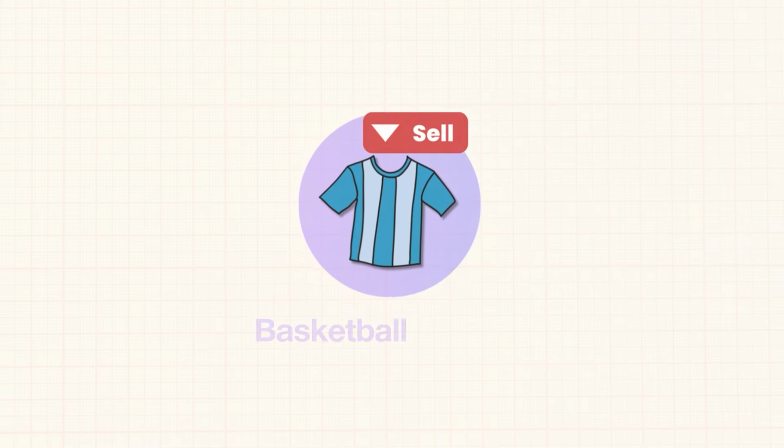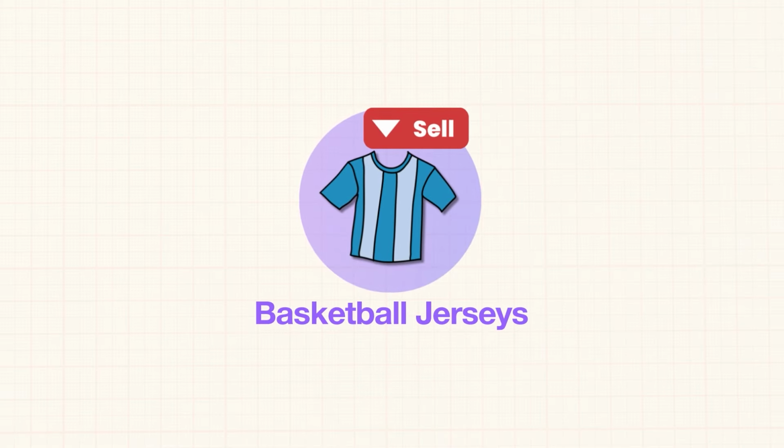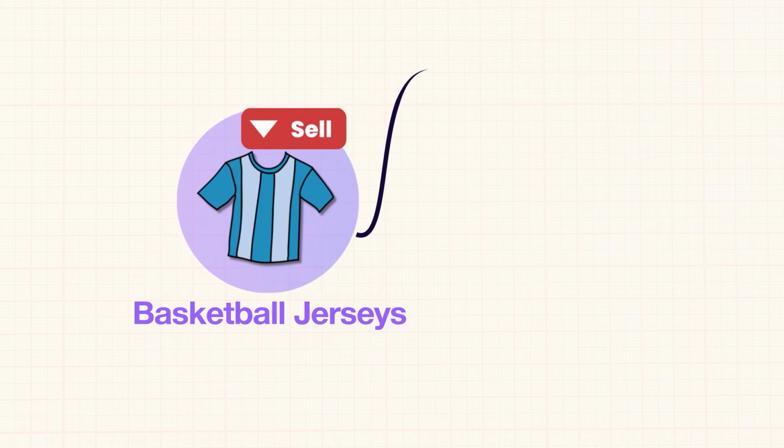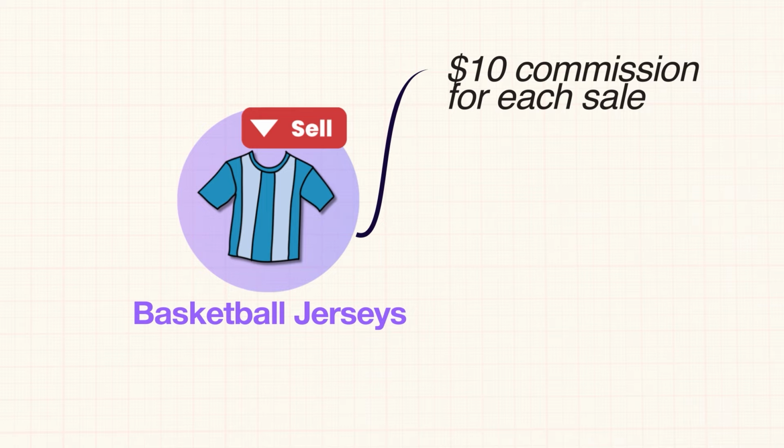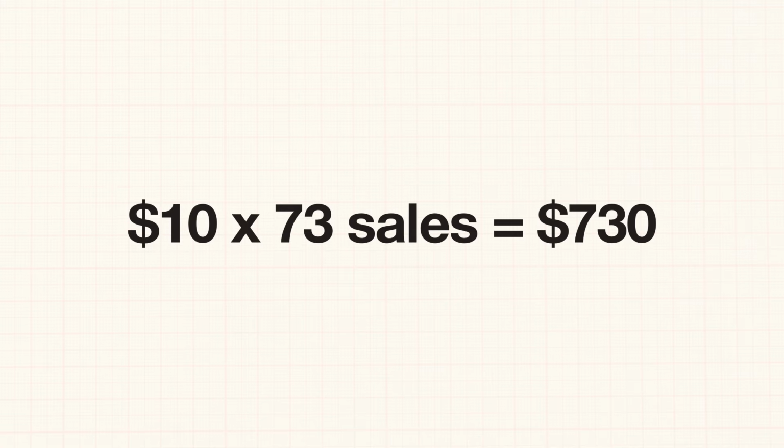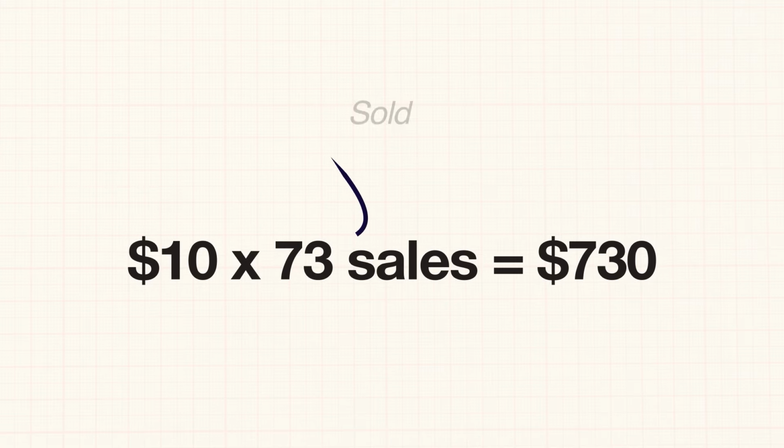For example, I sold a bunch of basketball jerseys on one of my Instagram fan pages and received a $10 commission for each sale. And over the course of the season, I ended up selling 73 jerseys. So I was paid $730 because I sold them through my affiliate link. But if I had just received a flat fee each time I posted about the jerseys, I likely only would have made around $200 to $300.